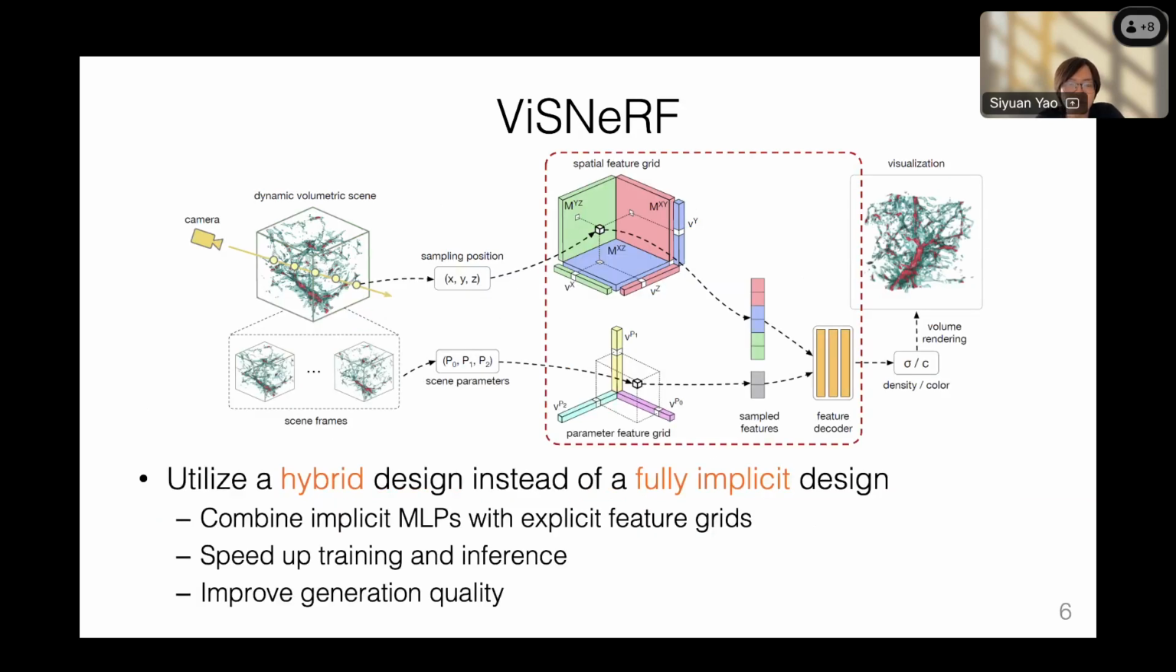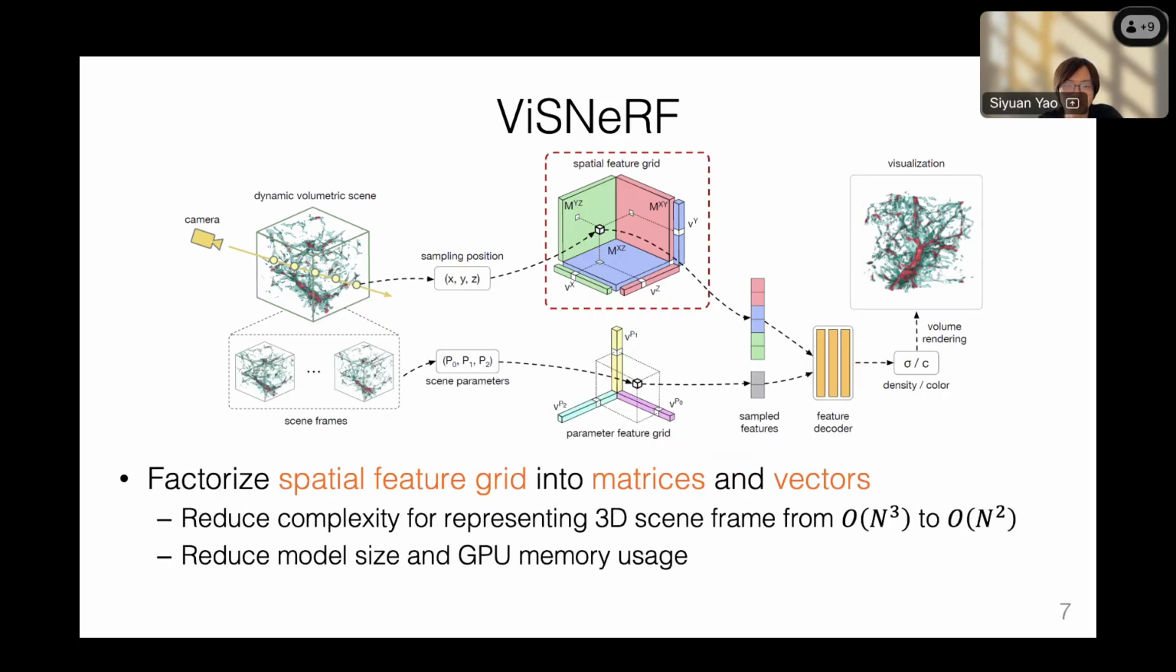Our main structure uses a hybrid design, which combines implicit MLPs and explicit feature grids. This design speeds up training and inference and also improves generation quality because we have better expressiveness from the combined structure. We factorize the spatial feature into matrices and vectors so that we can reduce the complexity from O(N cubed) to O(N squared). In that way, we reduce the model size and the GPU memory cost.